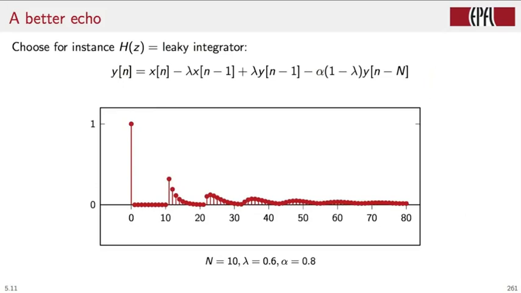And if we compute the impulse response numerically, we get something that at each repetition of the period of the echo gets smoother and smoother, which is really what you obtain if you apply a low pass filter repeatedly.